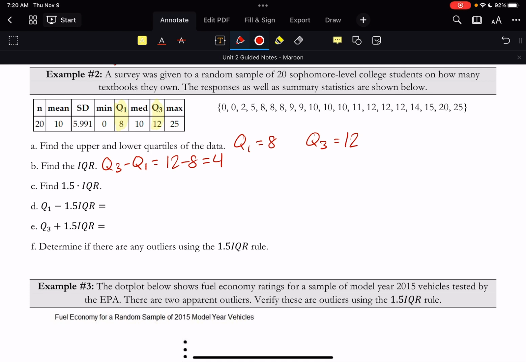So then the next thing you need to do is 1.5 times your IQR. So I'm going to do 1.5 times 4. And when I put that into my calculator, 1.5 times 4, that gets me 6. Okay?